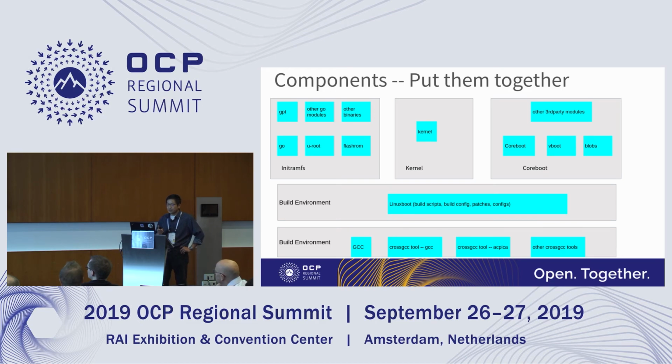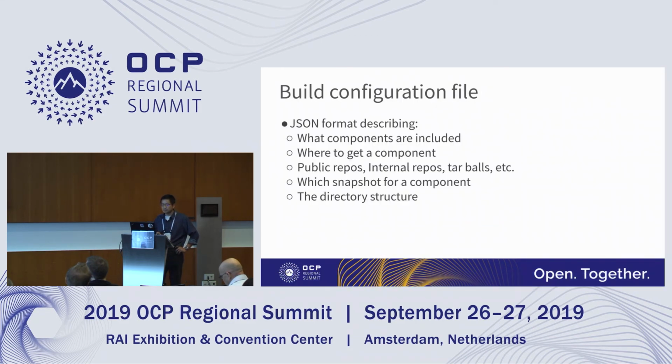And then the initramfs has a lot of components. It has the Go language build environment there. It has the u-root stuff, and it has the binaries. And then the kernel source code, and then coreboot. You have the coreboot core code and the coreboot third-party modules, like vboot and the blobs. So that comes together. That's a lot of components you have to pull from various sources.